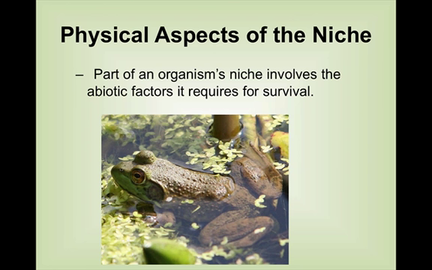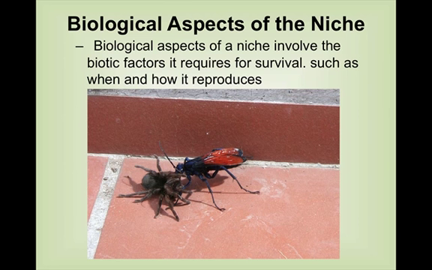And so that's a physical aspect of their niche. It's not alive, but it has to be there for that organism to survive. If we took away the water, we'd be destroying the frog's niche, and without that, the frog would not survive. There are biological aspects to the niche. These aspects involve biotic factors that it requires for survival, such as when and how it reproduces.